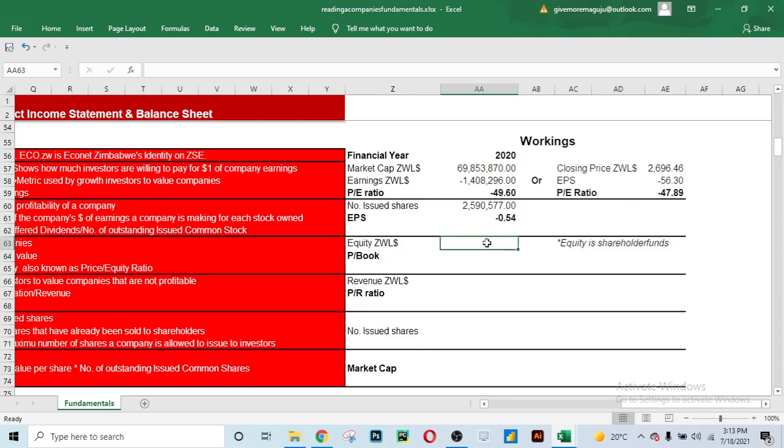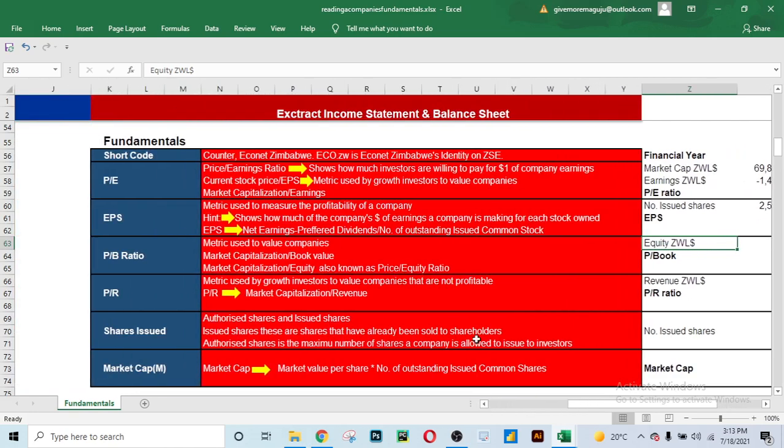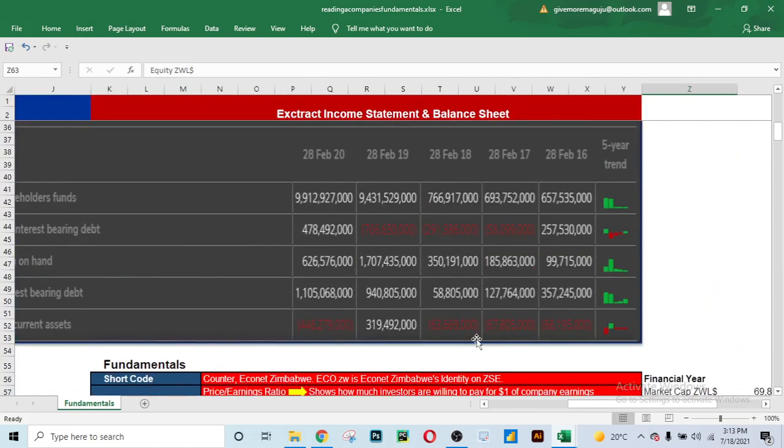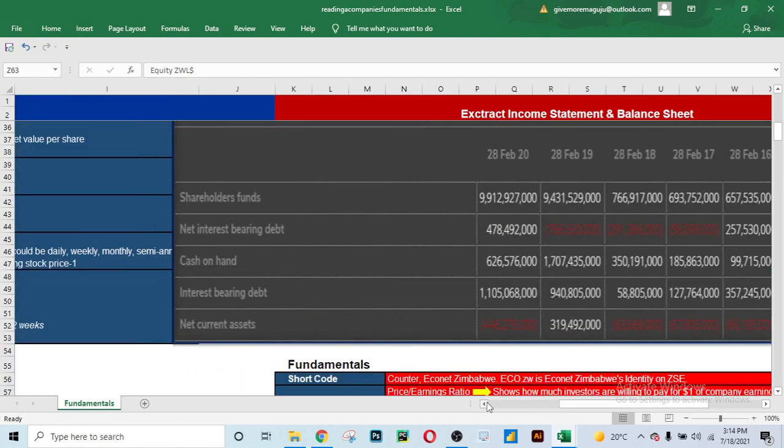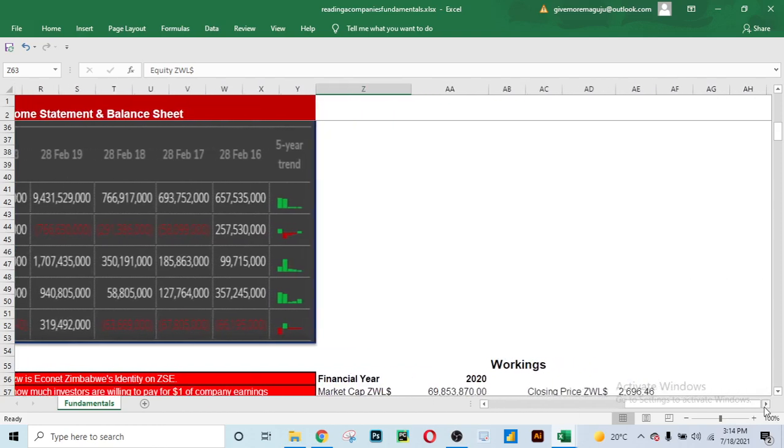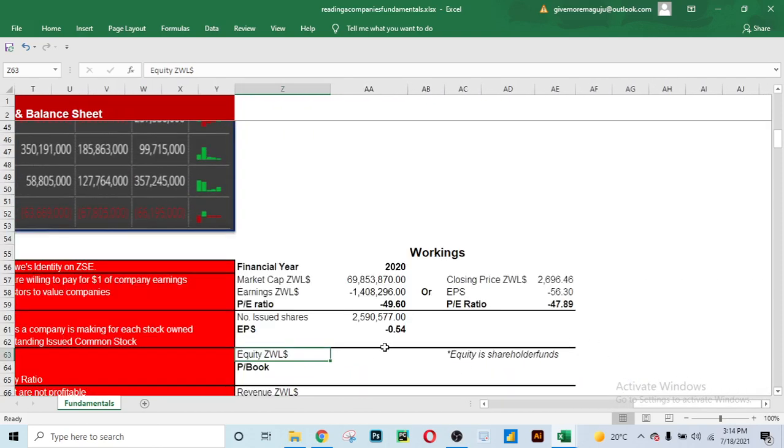Our price we have already, because it's the market cap. All we need right now is the equity, so we'll get it from the balance sheet extract. If you go to the left, you will see a section saying shareholders funds. So this is equity. We are going to use this 9,912,927 million, so we need to feed that figure there.